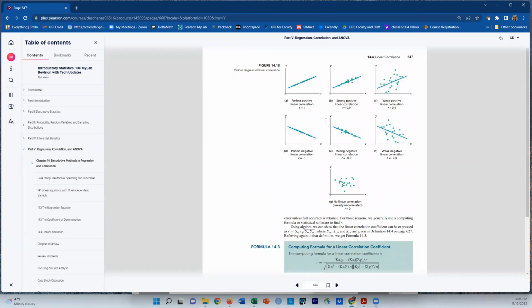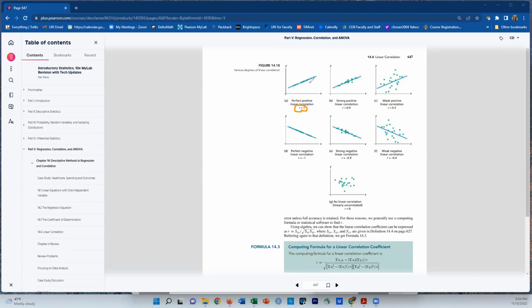Basically, the correlation coefficient, which is referred to as R, is going to be a number that goes from -1 to +1. When it is +1, we have a perfectly positive linear correlation. That means all the points are going to lie on this line, and the slope of the line is positive.